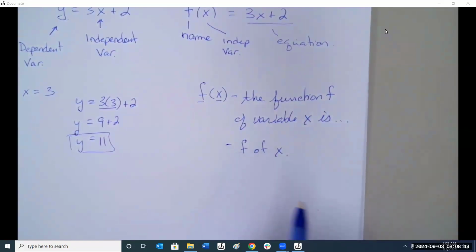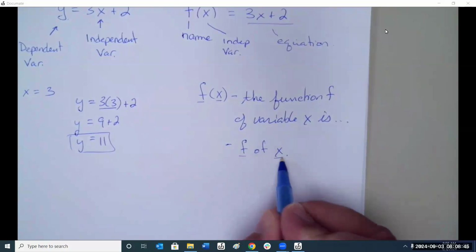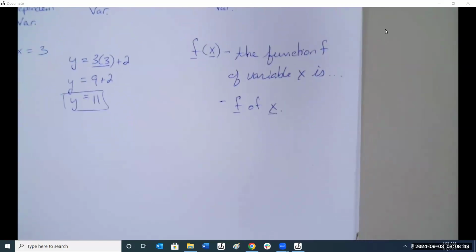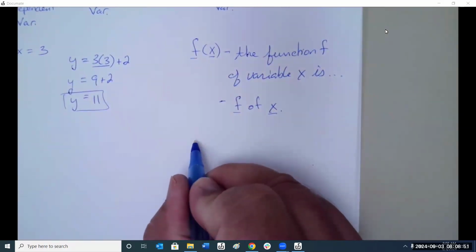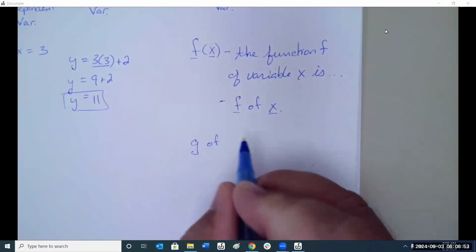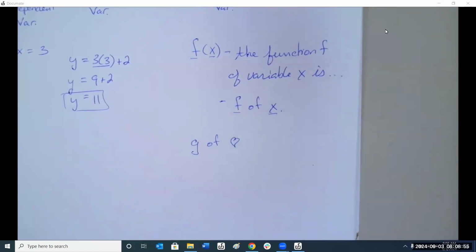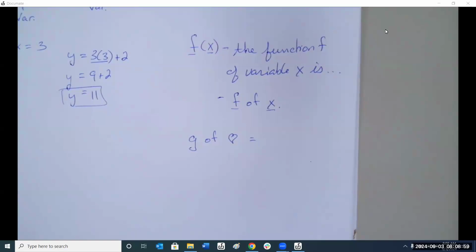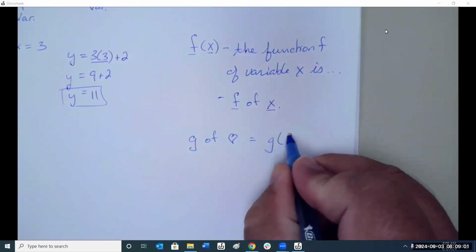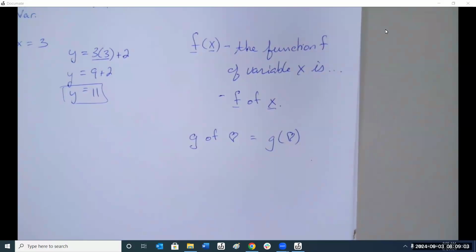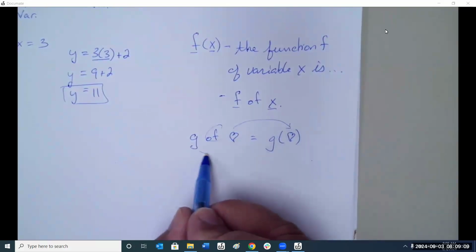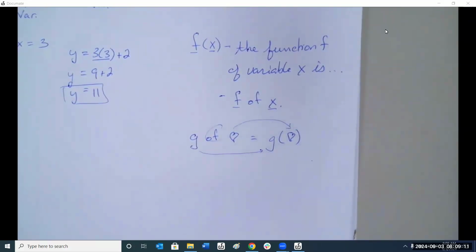This is the shorthand, right? So function name, variable name. So if I said g of heart, how would you write that? Whatever's after the word of is your variable, and whatever's first is the function name.